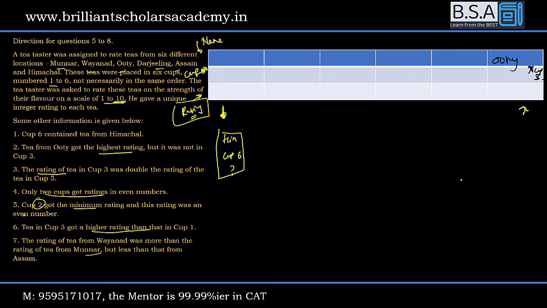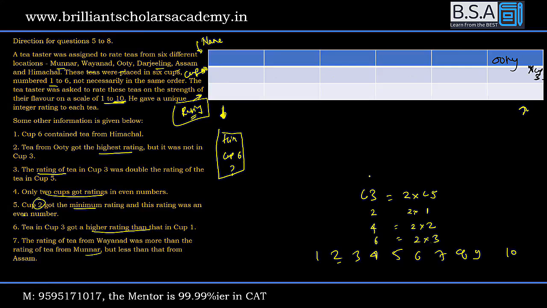Now, what are the numbers that we have? We have 1, 2, 3, 4, 5, 6, 7, 8, 9, and 10. You just told me the rating of cup 3 was double the rating of cup 5. So what are the even numbers? 2 is an even number, so it is double of 1. 4 is an even number, it is double of 2. 6 is an even number, it is double of 3. 8 is an even number, it is double of 4. And 10 is an even number, it is double of 5.